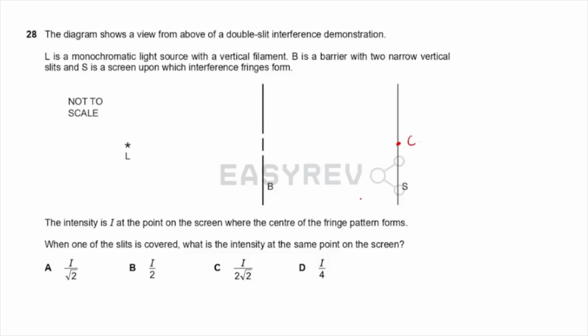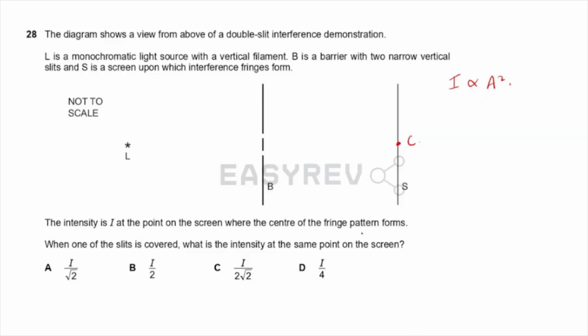I'll label that C. When one of the slits is covered, what is the intensity at the same point on the screen? Now we know that interference relates with the notion of waves overlapping, right? Now, for waves, when waves overlap, there will be an effect on amplitude. We must also remind ourselves that intensity is proportional to amplitude squared. Now, when both slits are available, that's when you have maximum amplitude.